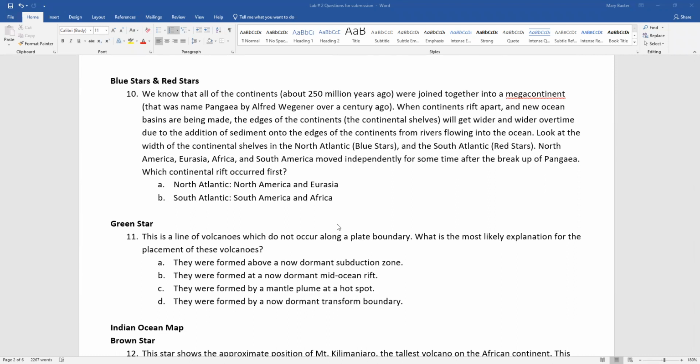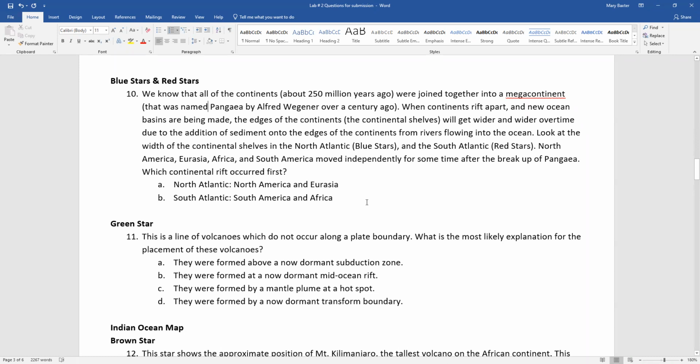Now, moving on to the blue stars and the red stars. We know that all the continents about 250 million years ago were joined together into a megacontinent that was named Pangaea by Alfred Wegener over a century ago. When continents rift apart and new ocean basins are being made, the edges of the continents, or the continental shelves, will get wider and wider over time due to the addition of sediment onto the edges of the continents from rivers flowing out into the ocean. Look at the width of the continental shelves in the North Atlantic, which is where the blue stars are, and the South Atlantic, which is where the red stars are.